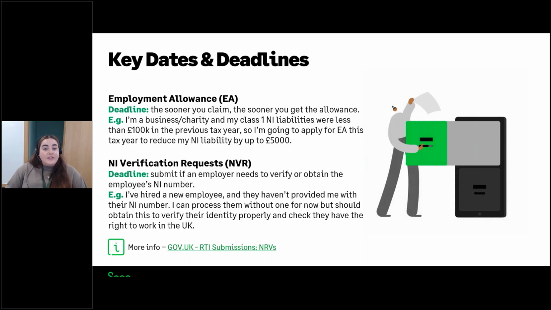And lastly, NVRs are national insurance verification requests. So this is something that you would only submit if you've got a new or existing employee and you need to obtain their national insurance number. So for example, I've hired a new employee, but they haven't provided me with their national insurance number just yet. So I can process payroll without one for now, but as an employer, I should obtain this to verify their identity properly, to not only check that they've got the right to work in the UK, but also make sure that my records and their records are going to be correct. So just wanted to recap those submissions that I'd gone through earlier.